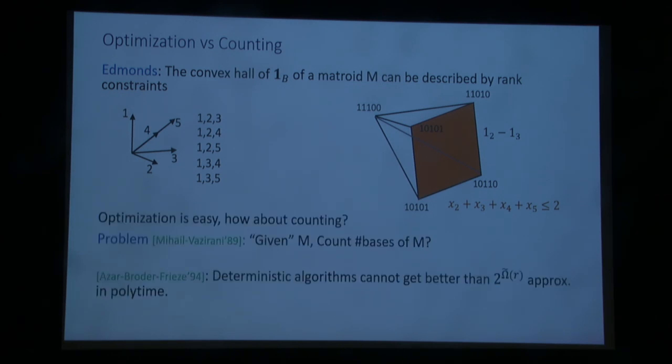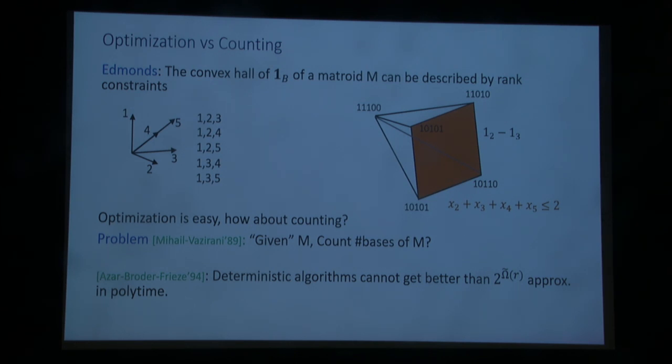Whenever you can do optimization, the next question is, okay, what about counting? If you cannot do optimization, you cannot count. But usually when you can do optimization, you can also count. So this question was asked about 30 years ago by Mihail and Vazirani: given a matroid, can you count the number of bases of that matroid? When you say count, you mean approximately count. Good, yes.